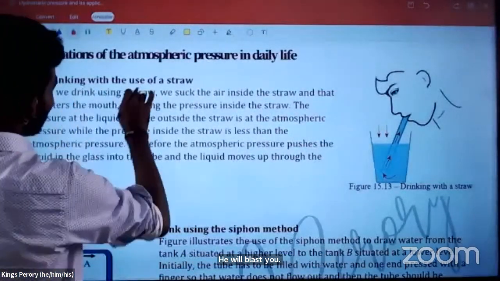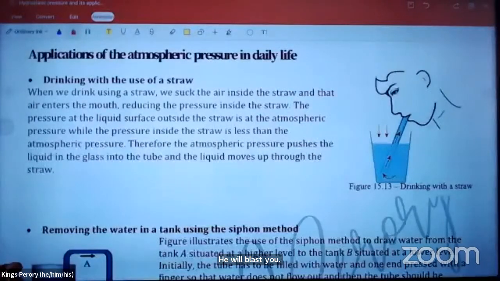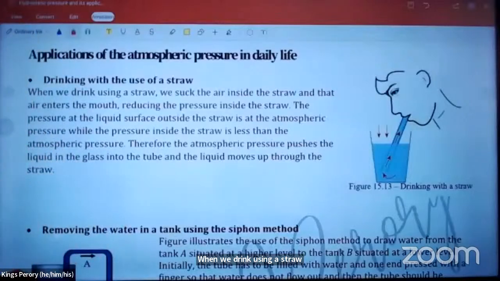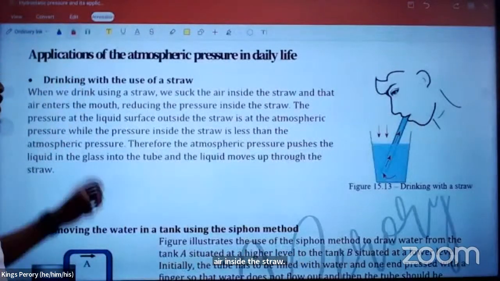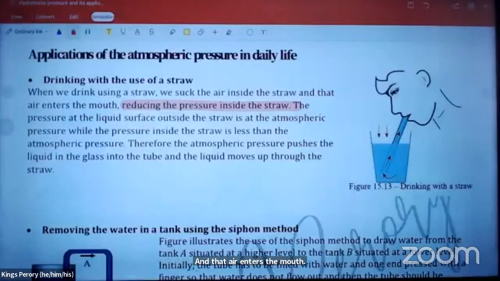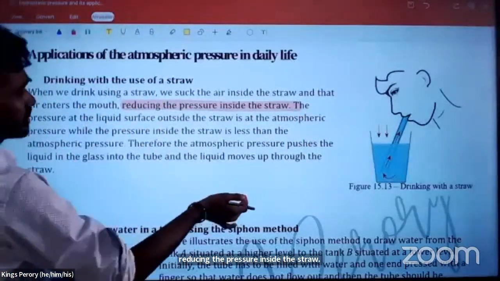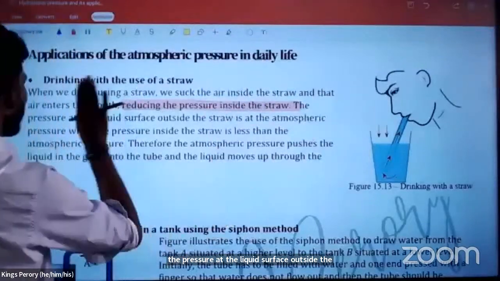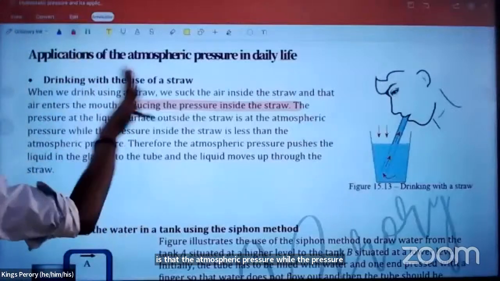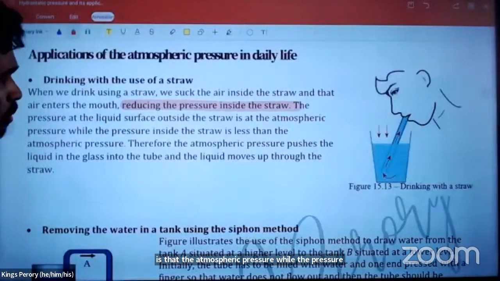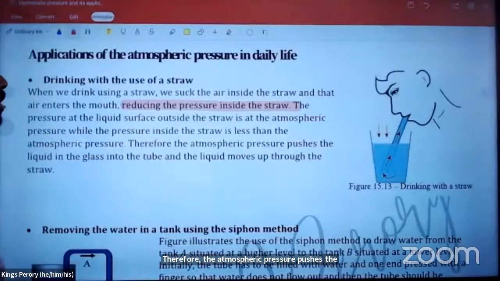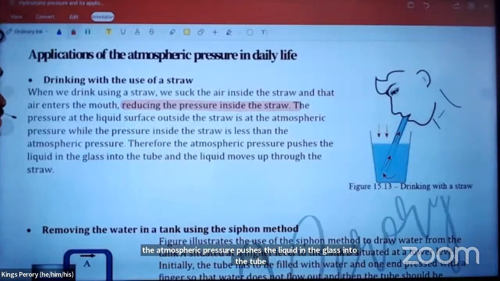Drinking with the use of a straw. When we drink using a straw, we suck the air inside the straw and that air enters the mouth, reducing the pressure inside the straw. The pressure at the liquid surface outside the straw is at the atmospheric pressure, while the pressure inside the straw is less than the atmospheric pressure. Therefore, the atmospheric pressure pushes the liquid in the glass into the tube and the liquid moves through the straw.